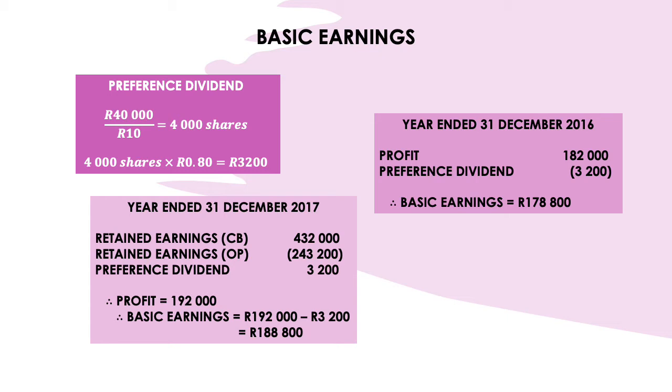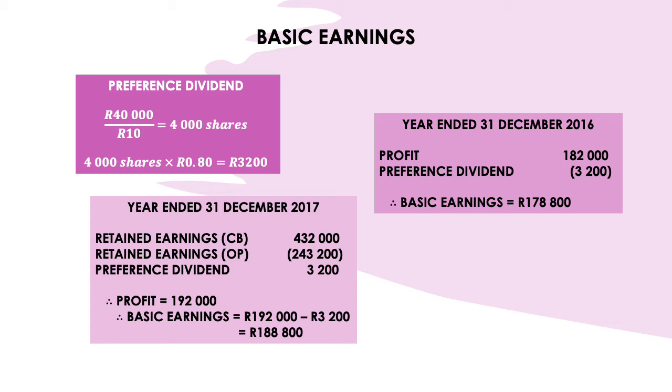Therefore, let's first go and calculate the non-cumulative preference dividend. The non-cumulative preference share capital amounts to 40,000 Rand, and we know that each preference share was issued for 10 Rand. That means that we have 4,000 preference shares in issue in both financial years. The preference shareholders are entitled to an annual fixed dividend of 80 cents per share. Therefore, if we take the 4,000 shares and multiply it by the 80 cents per share, we get that the annual preference dividends amounts to 3,200 Rand.